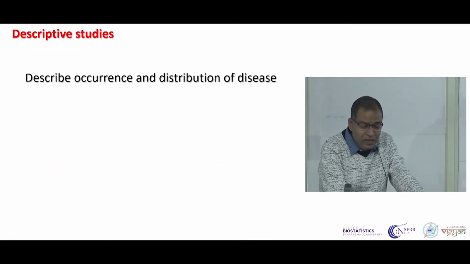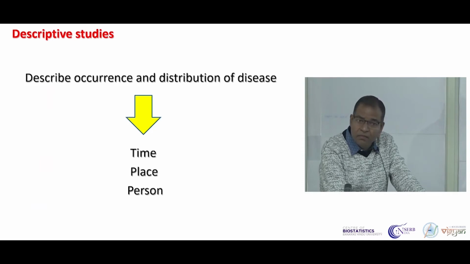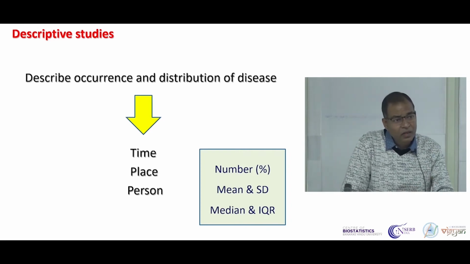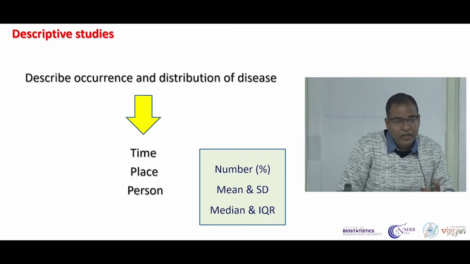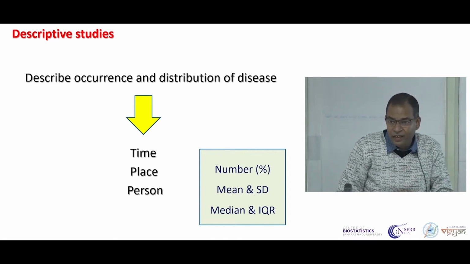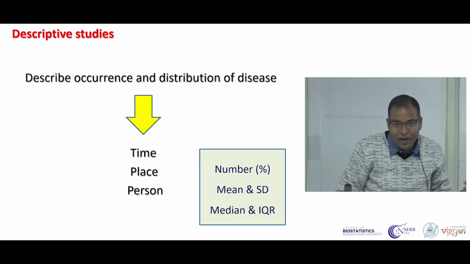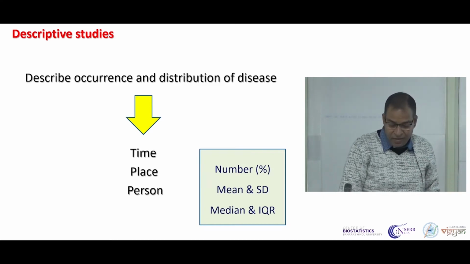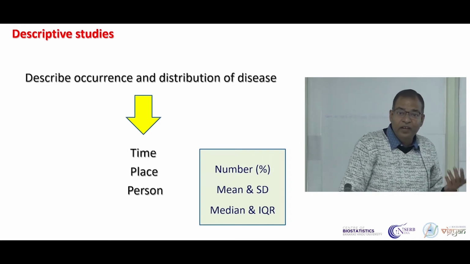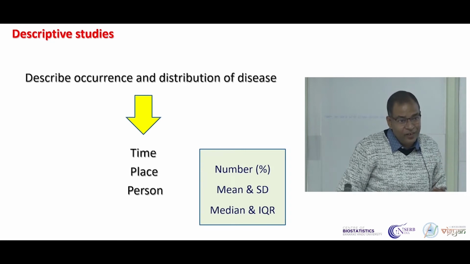In descriptive studies, I have told you earlier, accordingly, we see the number and percentages. If you are interested to see the person distribution, if you see so many people were affected, we are interested to see the mean age group. She has said earlier, person distribution. So in that way, we might be interested to see the mean and standard deviation. If the data is not distributed normally, then we might be interested to see the median age and the interquartile range as well.